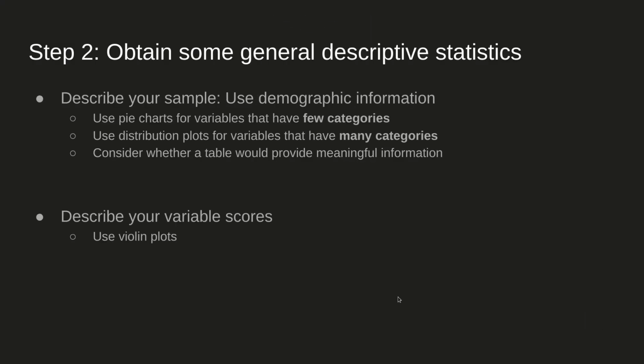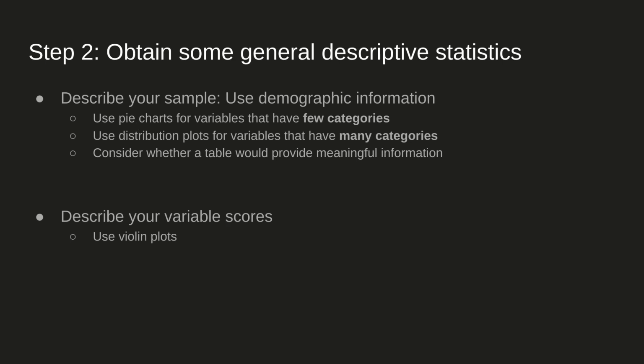Then we are ready to go to step number 2, where we have to obtain some general descriptive statistics. And we're going to do this in terms of 2 dimensions. First, we're going to be describing our sample using the demographic information we collected. We are going to be making use of 2 main tools for visual representation, which are pie charts and distribution plots or bar plots.